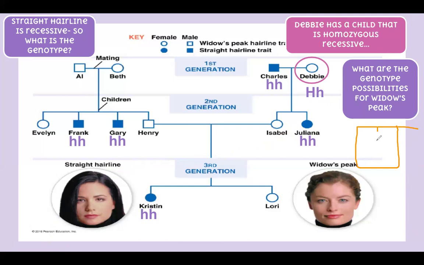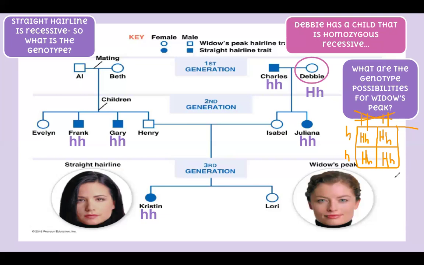If I wanted to see, here's Charles, little h, little h. And let's say I wanted to see if Debbie was homozygous dominant. I would go through and fill this out. And I would see that it is impossible to get Juliana's genotype. So I would rule out big H, big H, right?